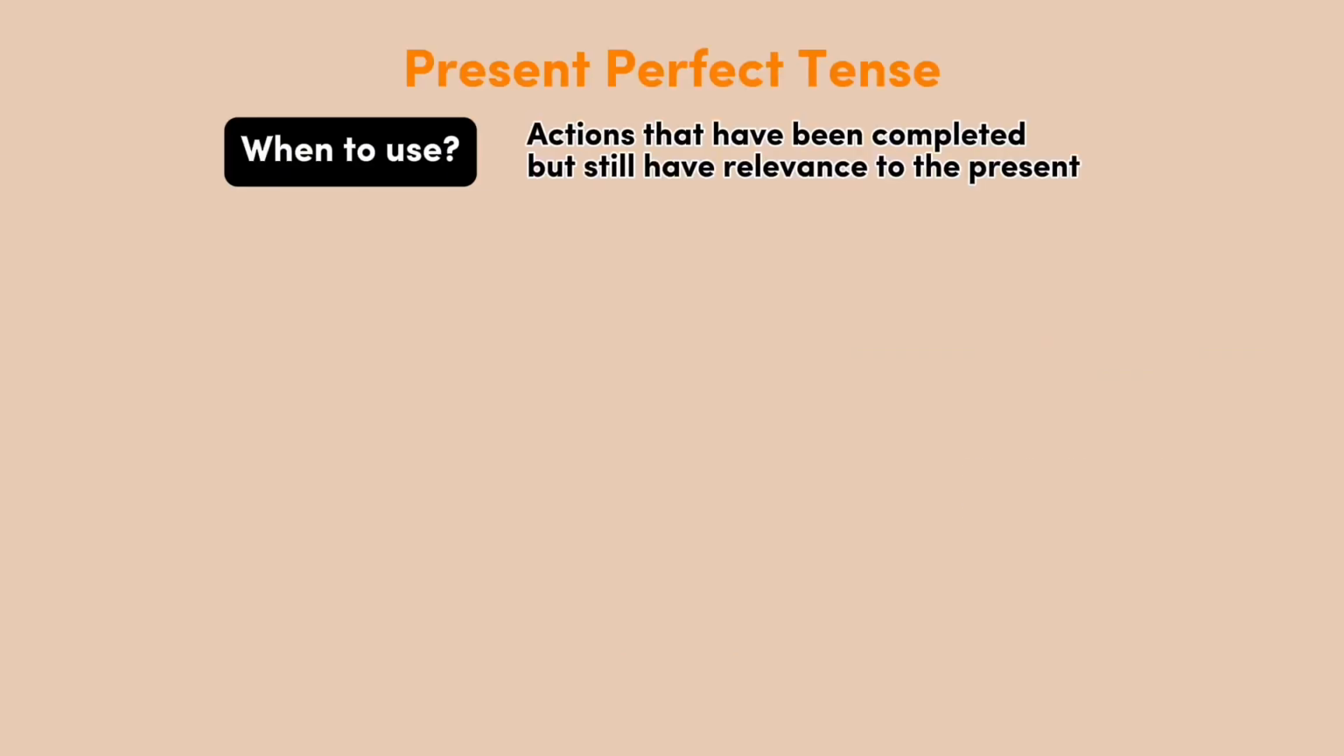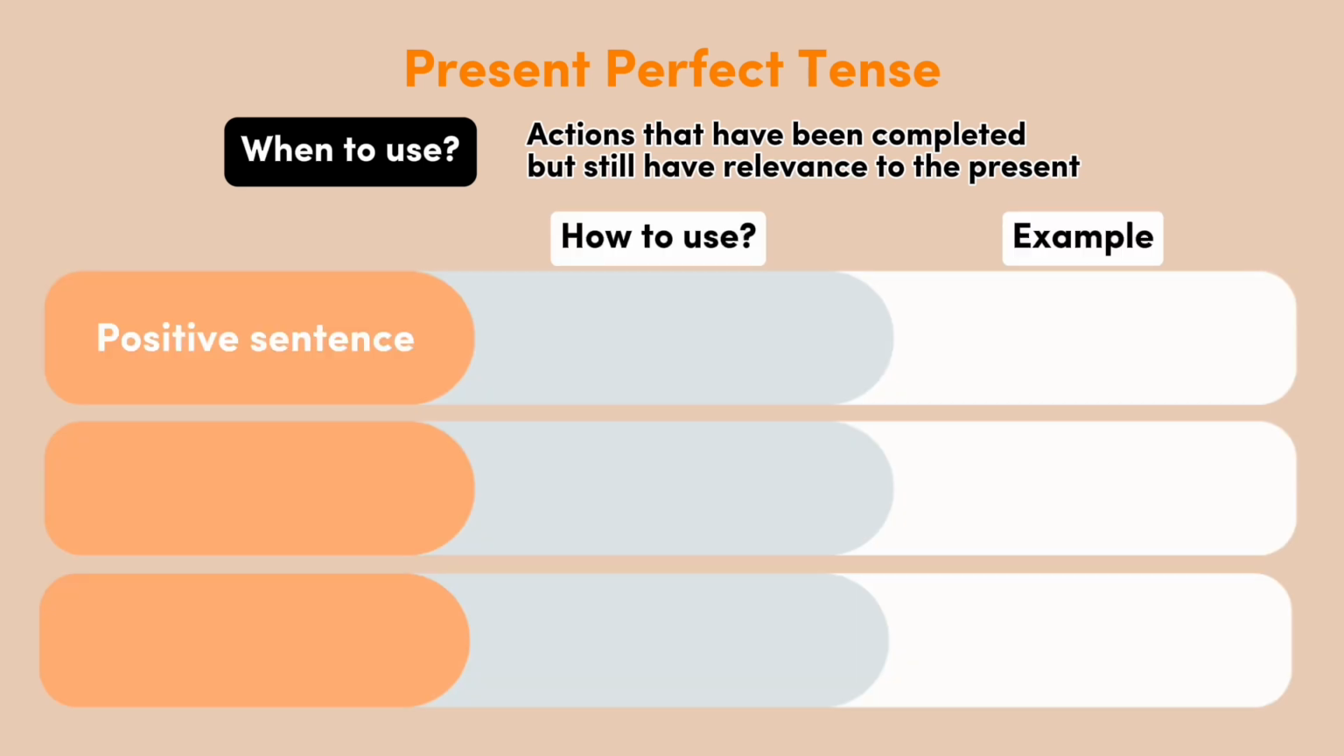The present perfect tense is used to describe actions that happened at an indefinite time in the past or actions that have just been completed but still have relevance to the present. Positive sentences have has plus past participle. For example, he has eaten lunch already.